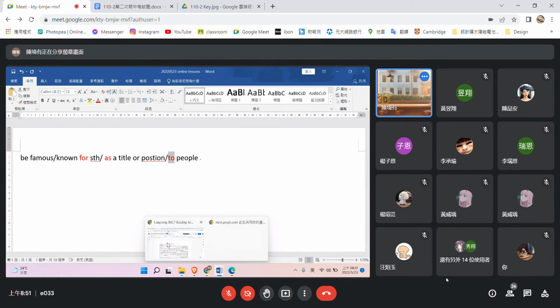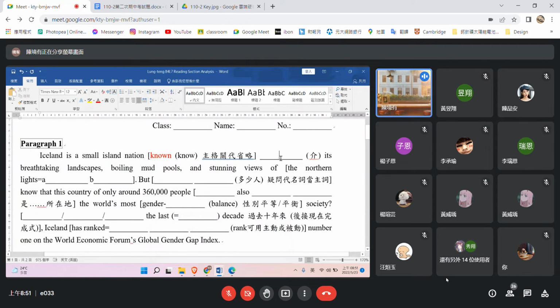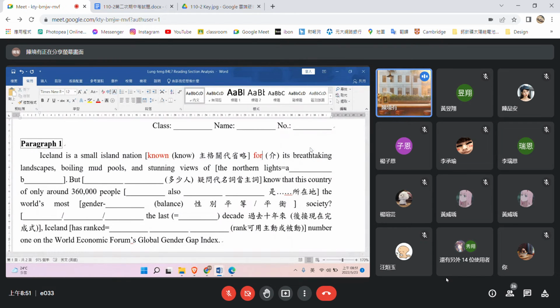For this blank, you should put "for," because it's something, right? For it's breathtaking. Breathtaking means it's really magnificent. If something is breathtaking, that thing takes your breath away. It's really impressive.